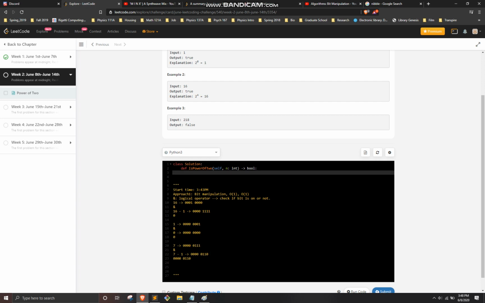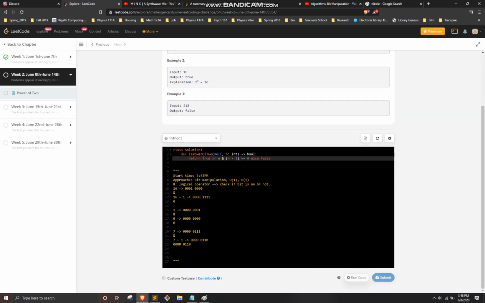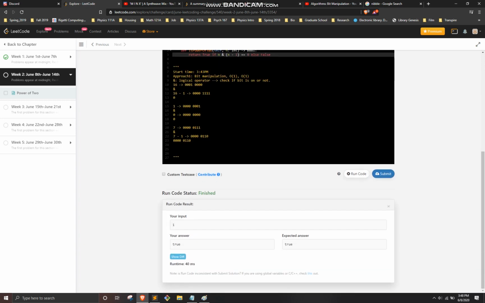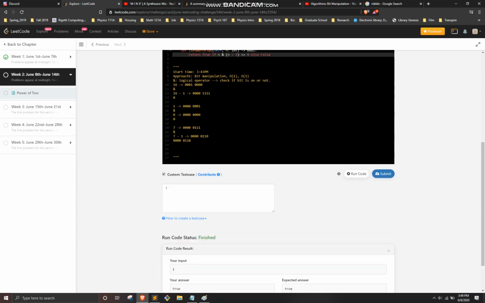All you have to do is, so I'm going to follow this strategy. So the strategy is basically return true if n AND n minus 1 is equal to 0. So I think that works. That's a solution. So you run code, they return true, expected true.